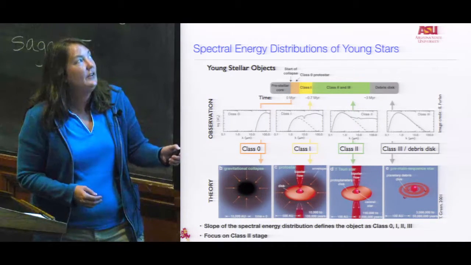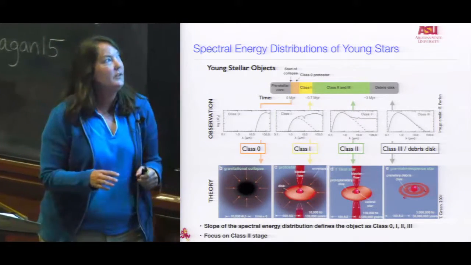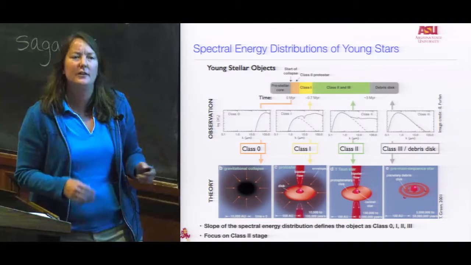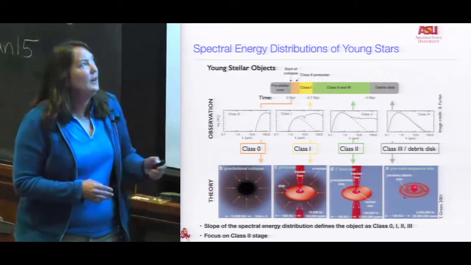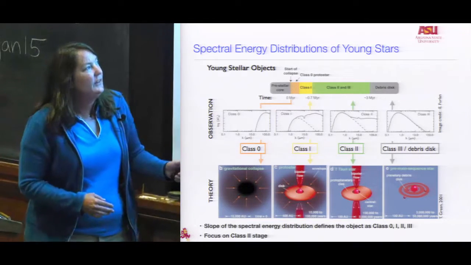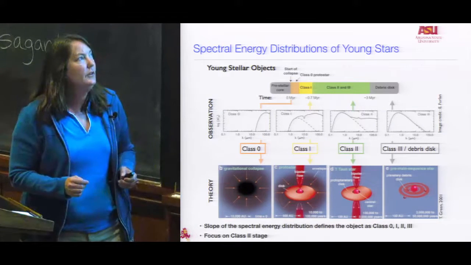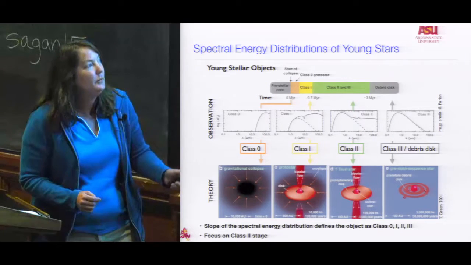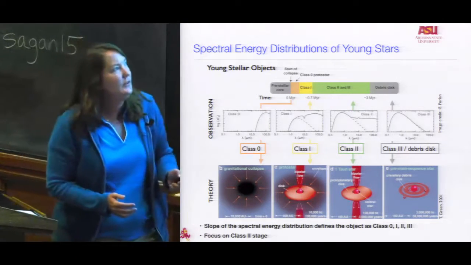Then you see this dashed line is meant to be just the photosphere of the object itself, and all of this excess emission above the photosphere is indicating that there's extra material present. And so at this class 1 stage, the system is thought to have not only a disk, but also envelope material. By the class 2 stage, much of that envelope has been cleared away, and so really it's a stellar photosphere plus disk emission.